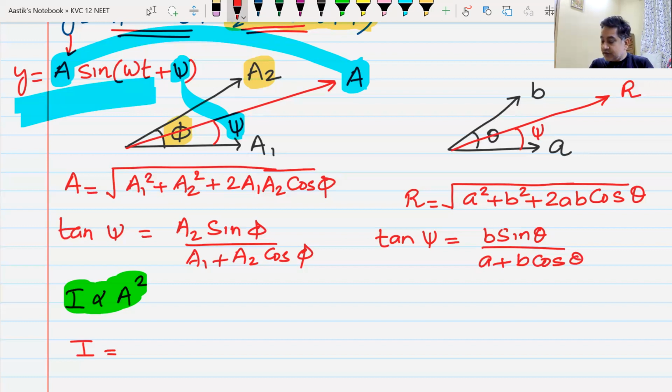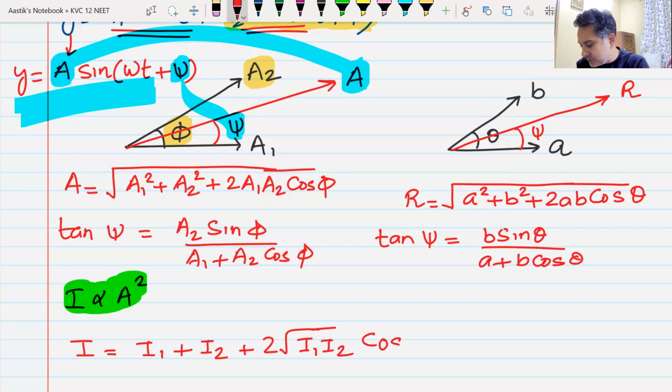No one? So the formula of I would be, I'm still giving you a chance. The formula of I would be I1 plus I2 plus 2 times root over I1 I2 cos phi.